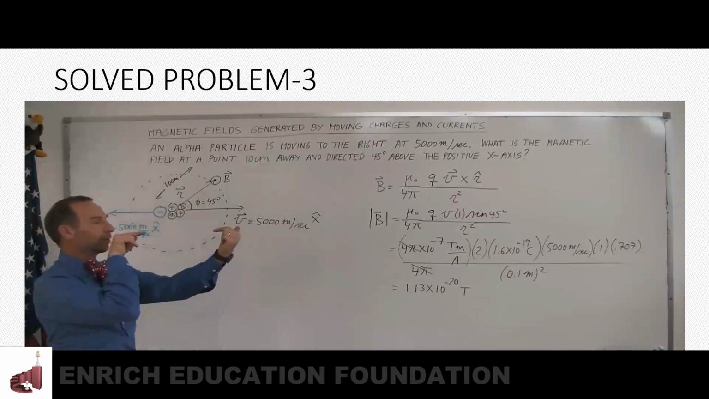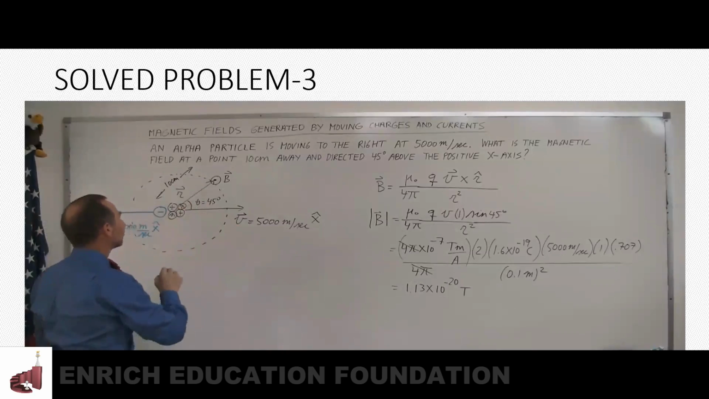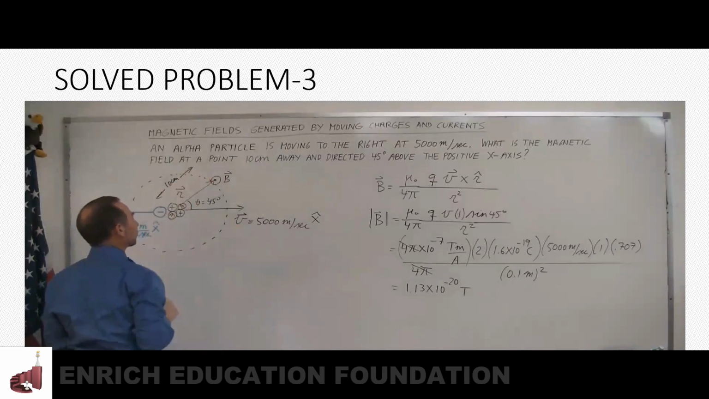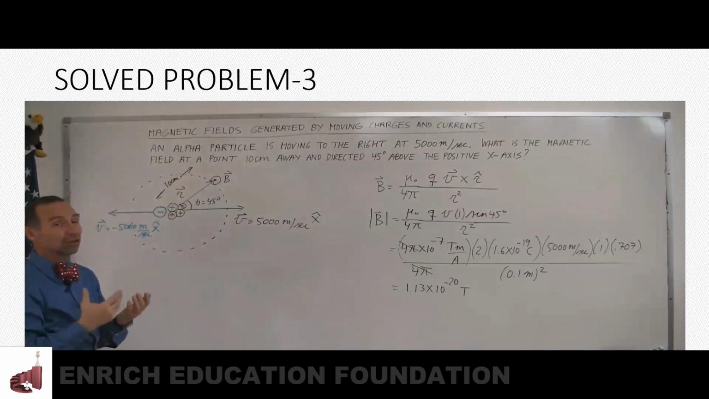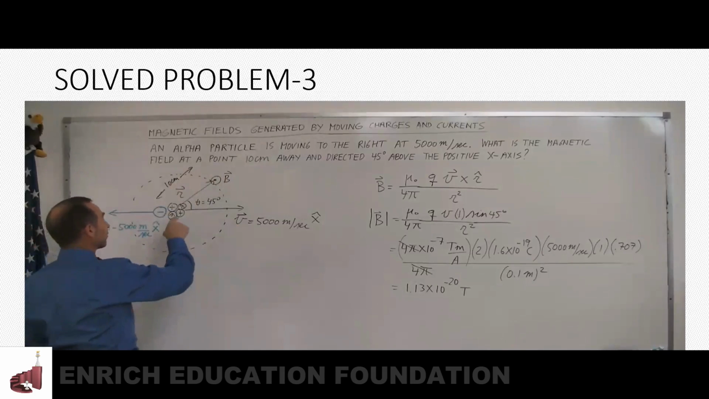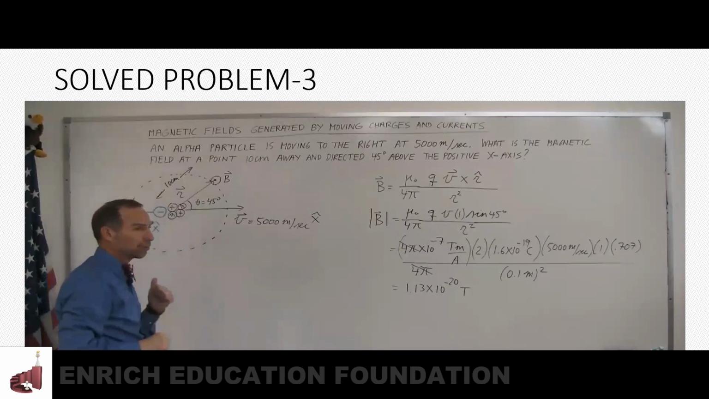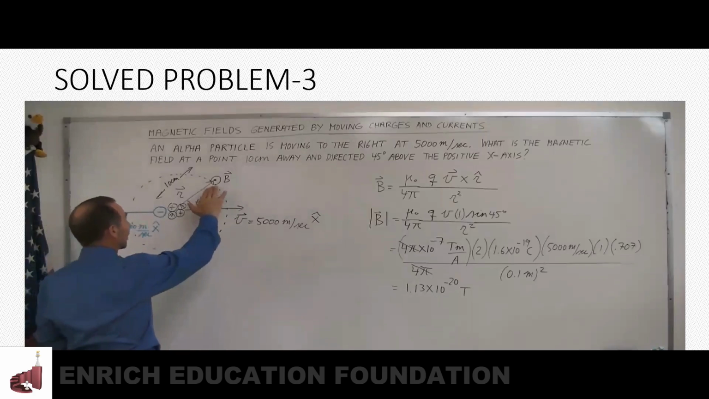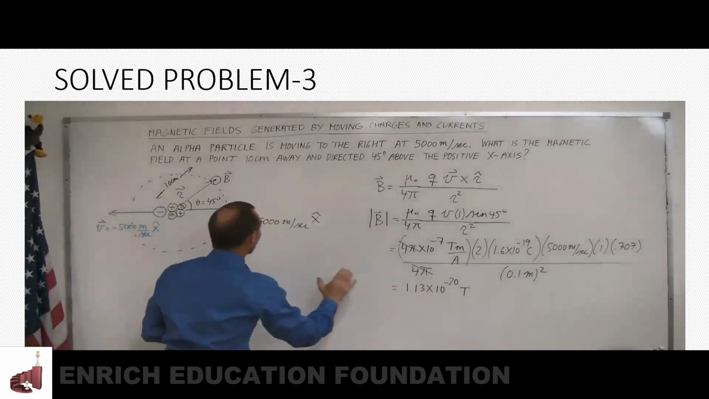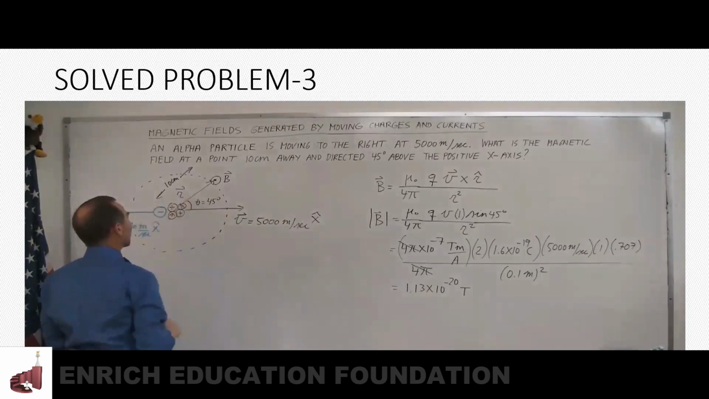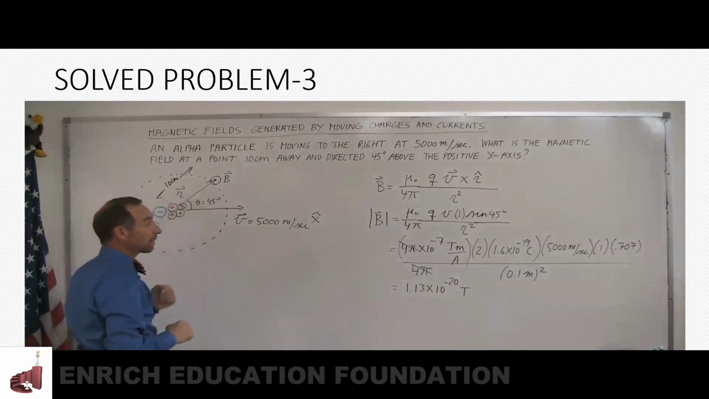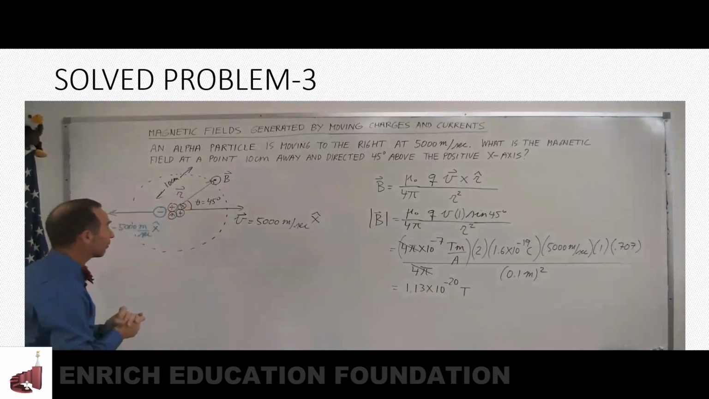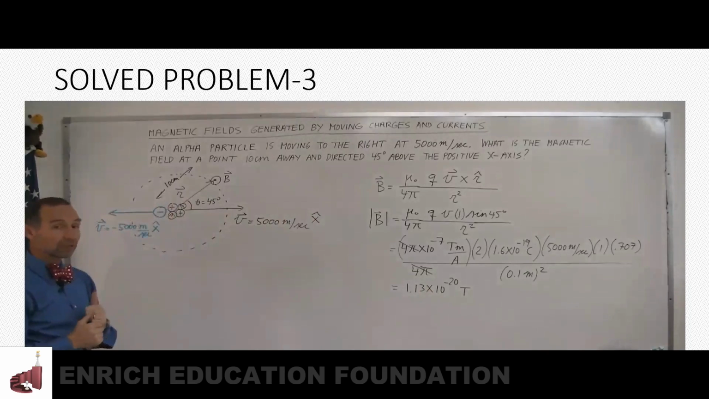At the very moment that they're at the same location, what is now the magnetic field in this direction? So now it's going to be a vector addition of the magnetic field caused by the alpha particle and the magnetic field caused by the electron moving in the opposite direction. Since we already found the direction and the magnitude of the magnetic field caused by the alpha particle, let's now find the direction and the magnitude of the magnetic field caused by the electron moving in the opposite direction.